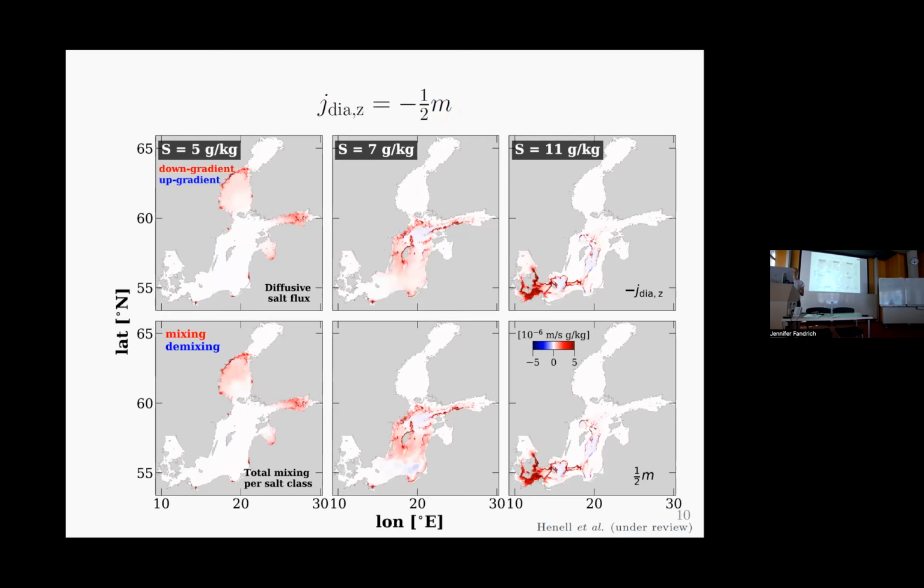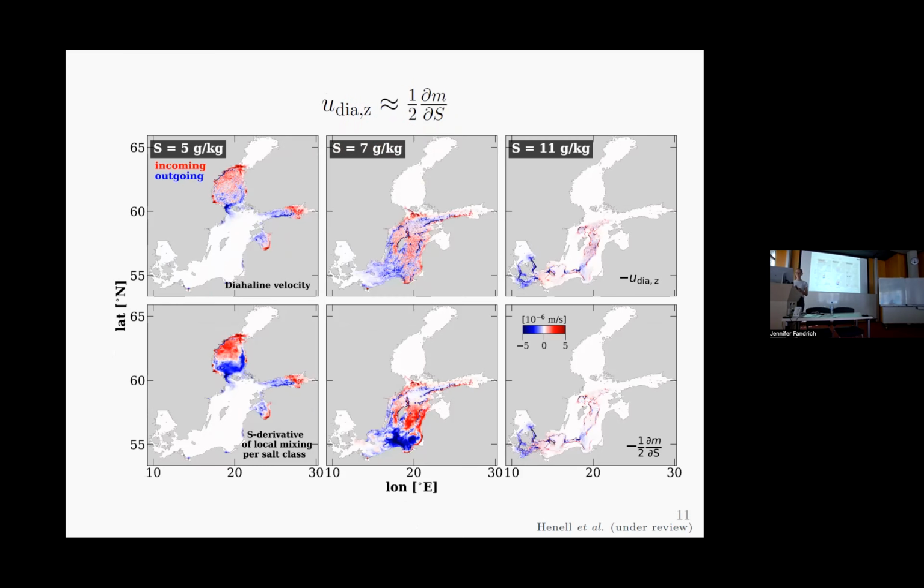Okay, and here we have the second relation, between the diahaline diffusive salt flux on the left, in the upper panel, and the total mixing per salt class in the lower panels. And once again, we have a very similar picture. Here, actually, these are supposed to be exactly the same. So we can also see from the results here that they do look very similar.